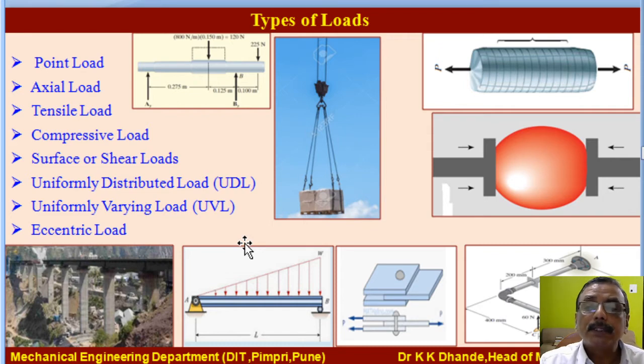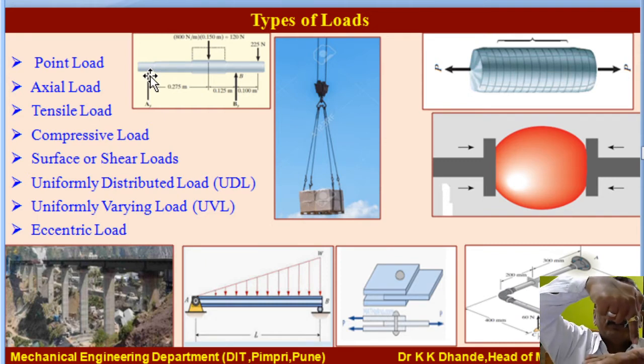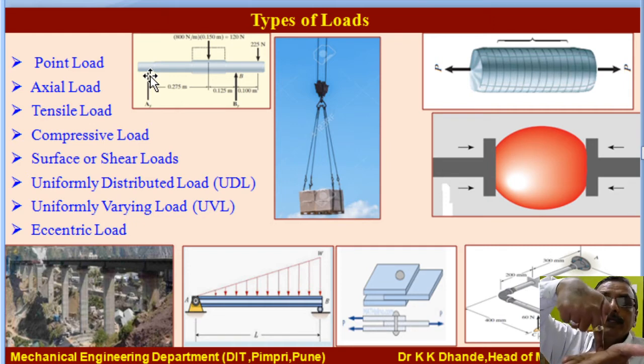Again, load is classified as point load, axial load, tensile load, compressive load, surface or shear load, uniform distributed load, uniform varying load and eccentric load. In figure 1, the point load is shown. Point load means when the load is concentrated at one particular point, then that is known as the point load. Suppose this is the load and it is acting on one particular point. So this is known as the point load.